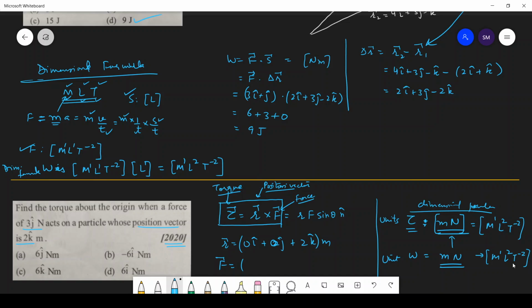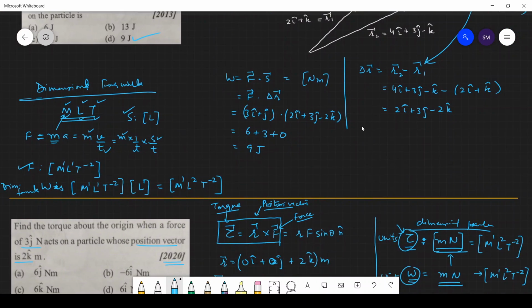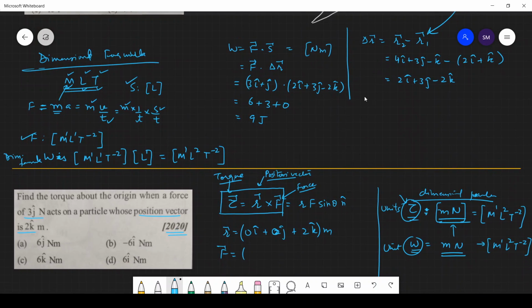But see, these two are totally different quantities. This is work and this is force. So this is rotational force, okay? Torque. Got it, students? Another very important concept we have done. Okay, write it down.